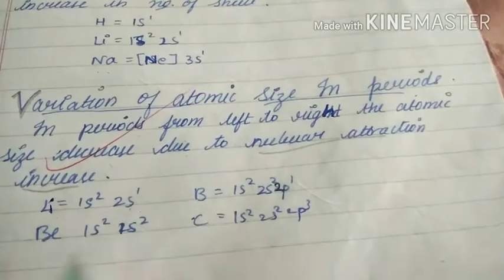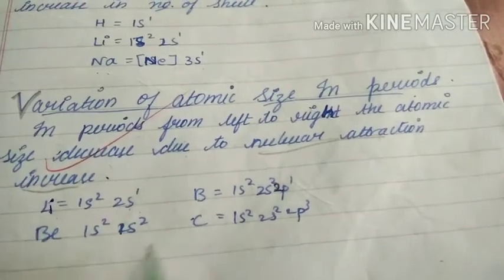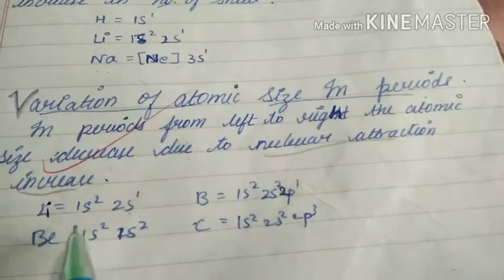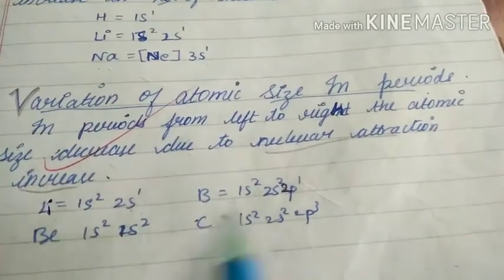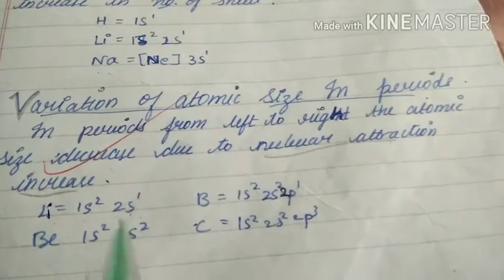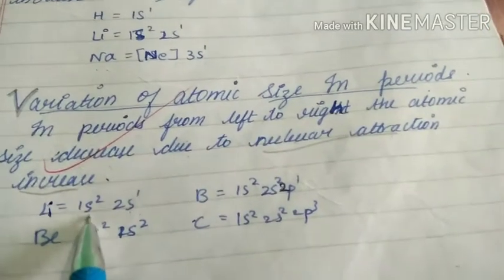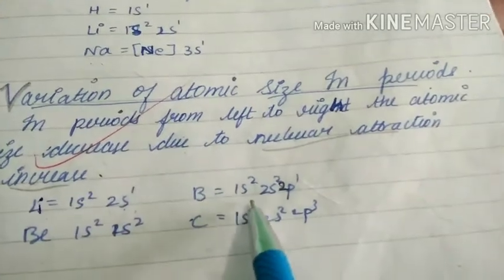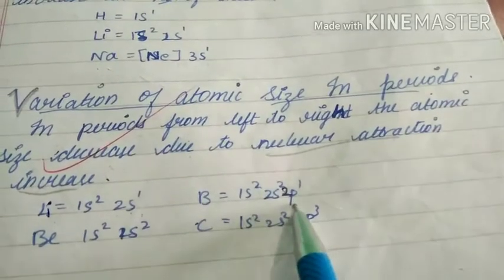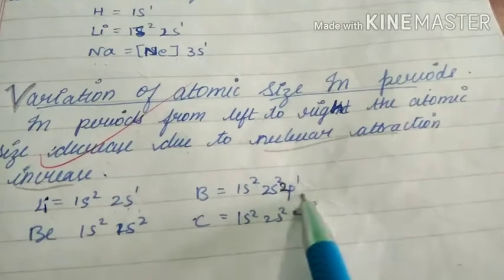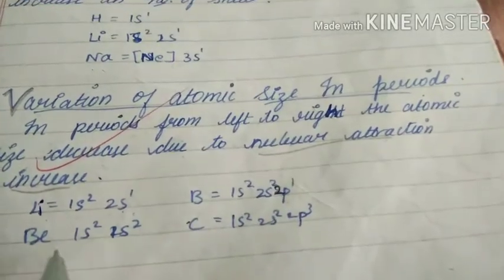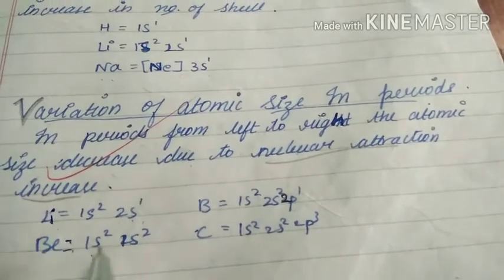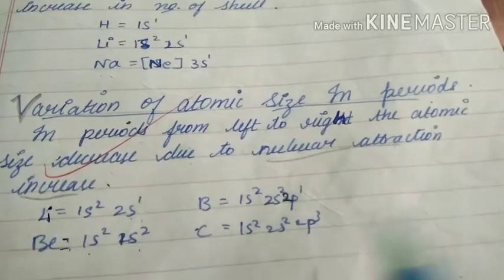Similarly, beryllium, boron, carbon, all these are second period elements. So what is the point here? All have the same number of shells, that means two shells. Lithium is 1s2, 2s1, so lithium contains two shells. Boron also contains only two shells, first and second. The 2s and 2p are both present in the second shell. Beryllium also contains two shells. Carbon also contains two shells.